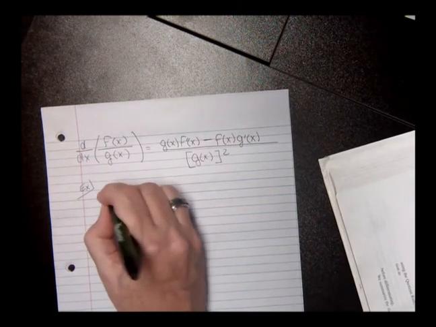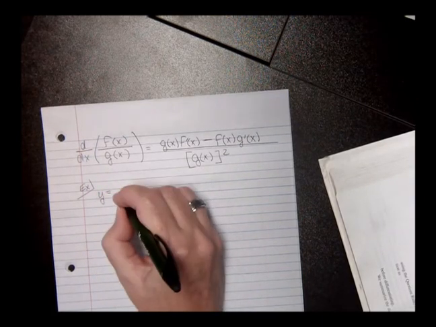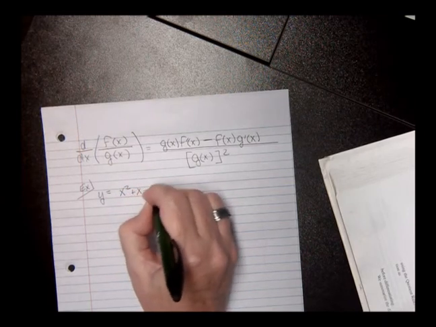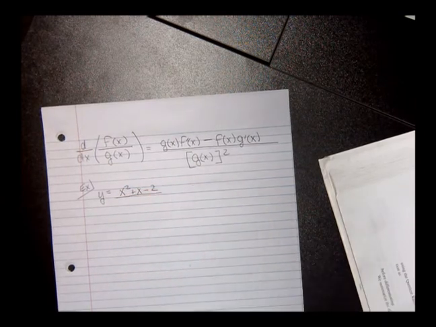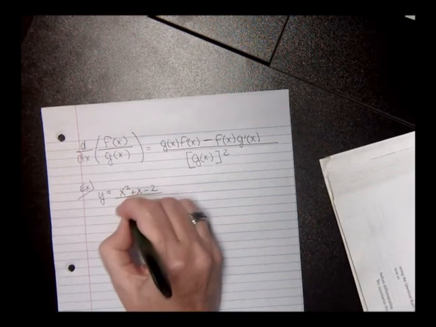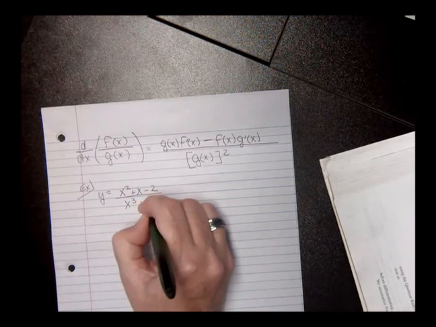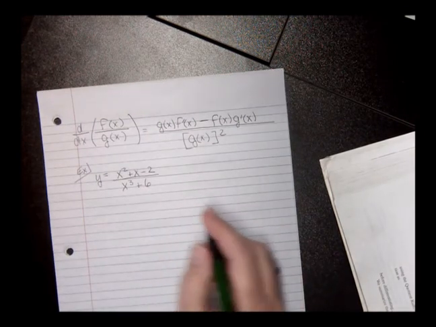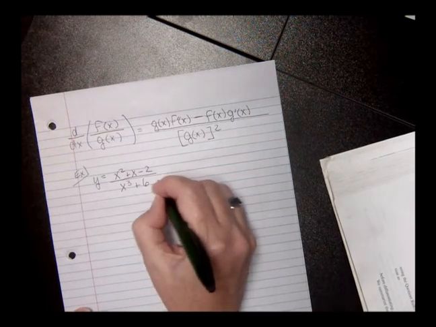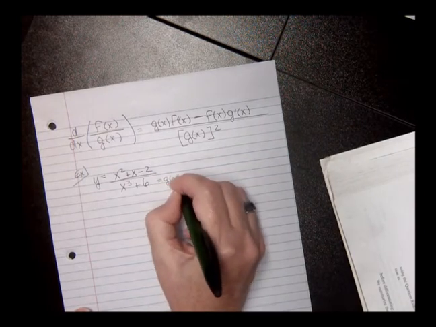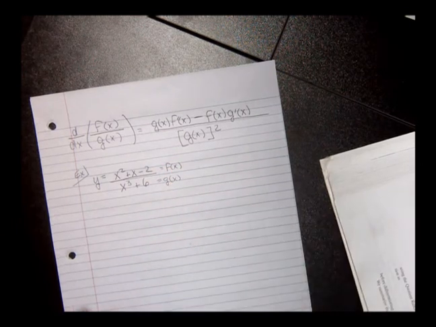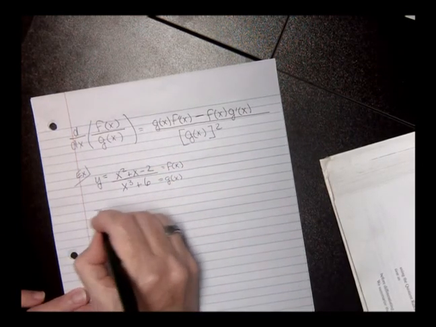y equals x squared plus x minus 2, all of that over x cubed plus 6. All right, we want to find y prime. Now, this on the bottom is our g of x. This on the top is our f of x. So let's use our formula to find the derivative.